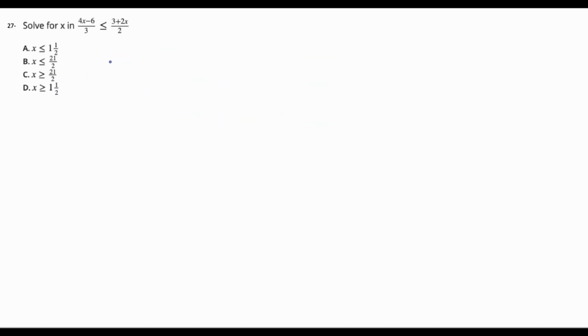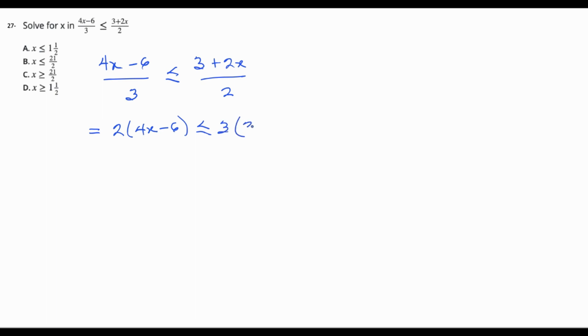Question 27 says, solve for x in this inequality. Now we have (4x minus 6) over 3 less than or equal to (3 plus 2x) over 2. The first thing we want to do to make our lives easy is get rid of the denominators here. So we can do that by cross multiplying. So if we do that, we have 2 multiplied by (4x minus 6). And then we multiply everything here by 3. That's 3 multiplied by (3 plus 2x).